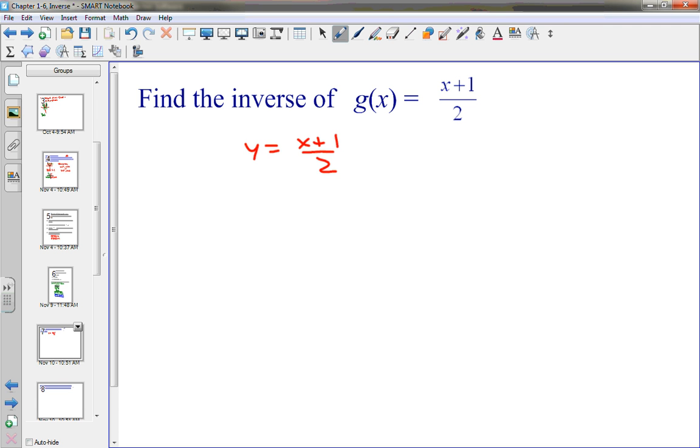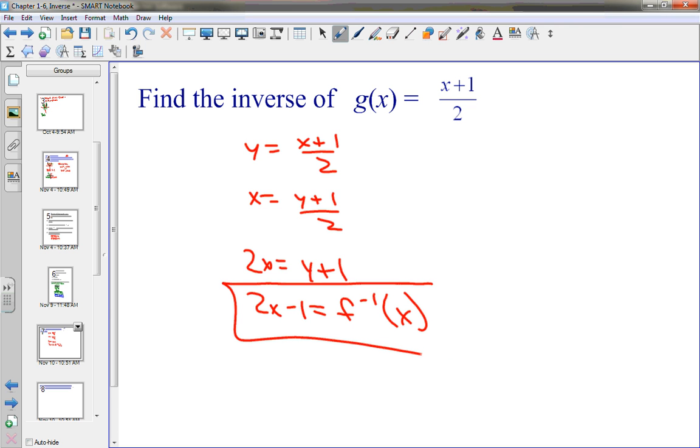over 2. And what do we do? Come on. Switch them. So that's going to be x is equal to y plus 1 over 2. What do we do? Multiply by 2, so 2x is equal to y plus 1. Now what? 2x minus 1 is equal to f inverse, and I just skipped that step right there so that we could get straight to it. How do you know which parent functions have an inverse?